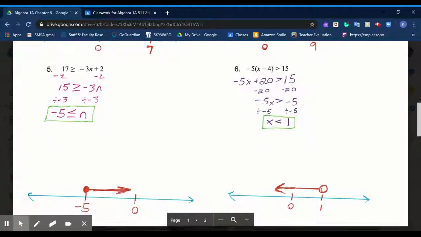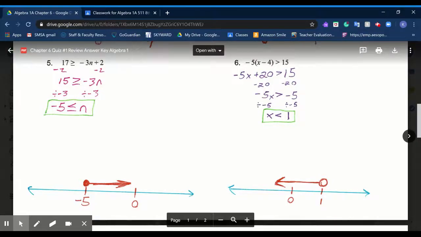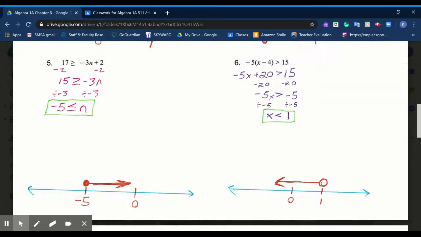Then 5 and 6, we still have single inequalities. They just have a couple extra steps compared to the first couple problems, especially number 6. In 5, subtract the 2 from each side and divide by the -3. So we end up with n is greater than or equal to -5. So our circle filled in at -5, arrow going greater than.